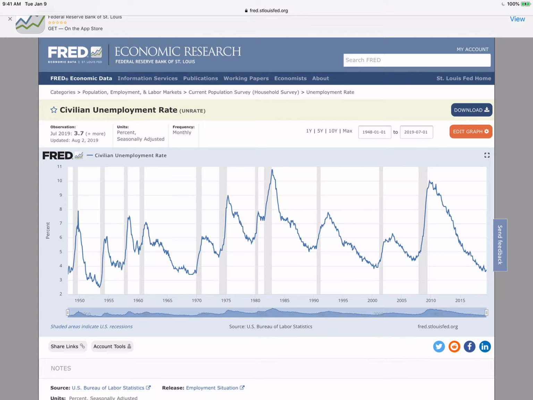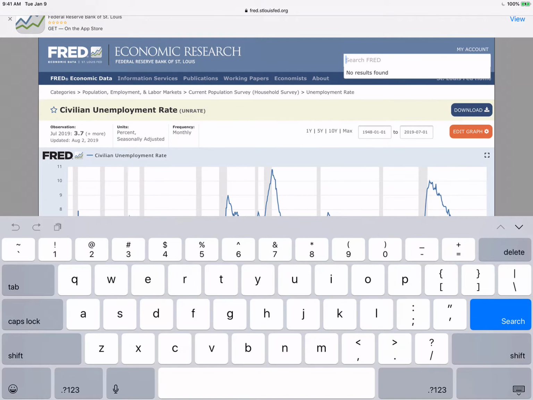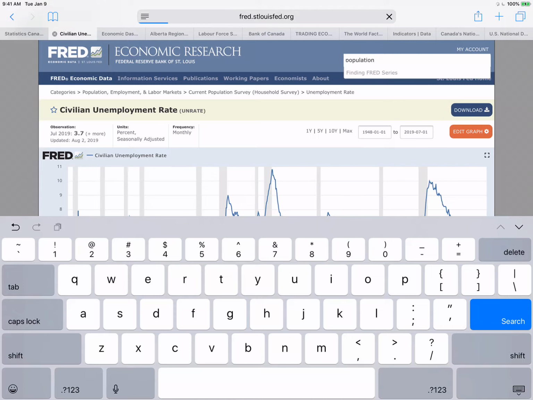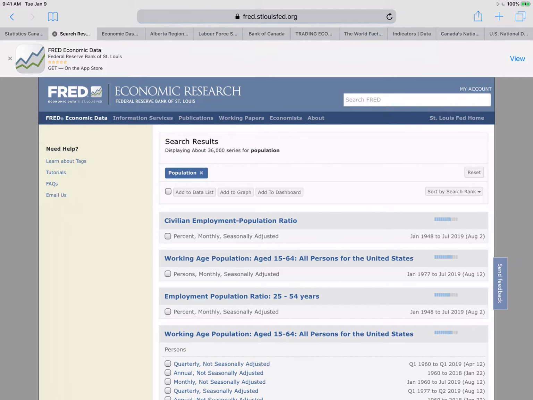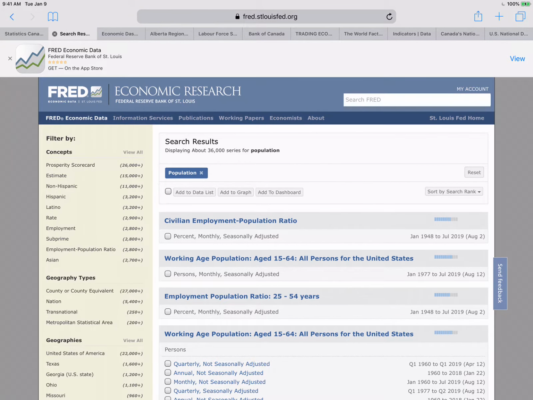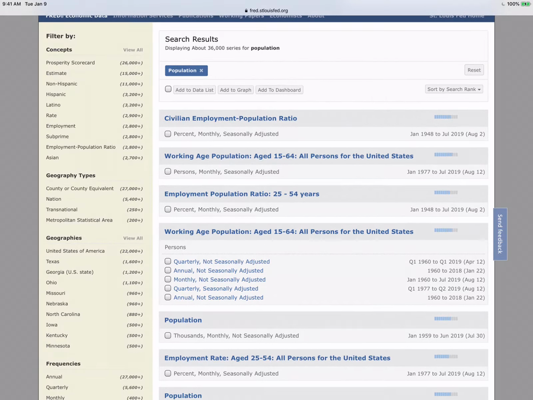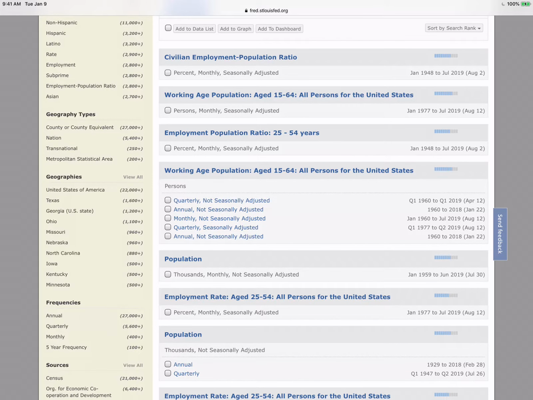If you don't see the key indicator you're looking for on the main page of FRED, there are a lot of them. So all you have to do is search. So for example, if we wanted to look at the population of the US, we're going to talk this semester about what it means to be working age population. So you would find that here. But right now we just want to look at the general population.